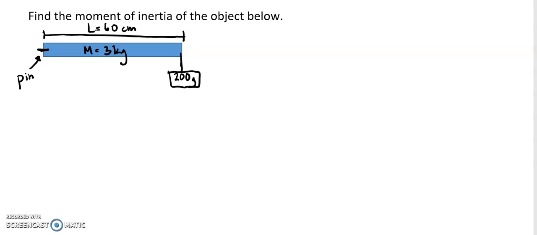Okay, so now we're going to go ahead and talk about how to find the moment of inertia of an object that is not just a point mass or just a shape, combining those couple of ideas. Okay, so let's look at this object below.